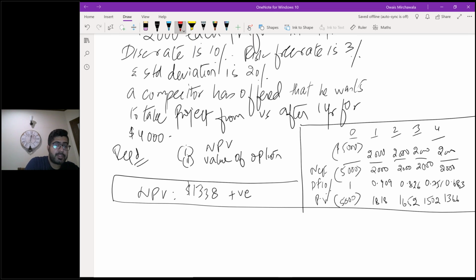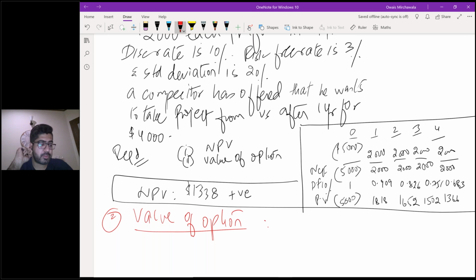Now look at the second requirement. The second requirement is to find value of option. Now we all know it's 100% confirmed that value of option will be computed through BSOP. There is absolutely no other chance. The value of option has to be computed through BSOP.